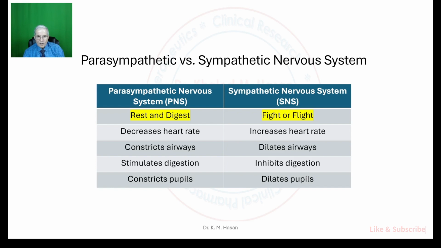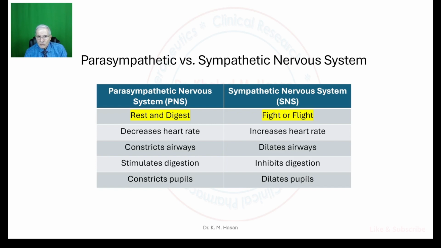Again, this is a comparison between the two systems, between rest and digest and fight or flight. We already covered that, and you can see the opposite actions between fight or flight and rest and digest. The question here: which system is responsible for fight or flight? Sympathetic nervous system. Which system is responsible for rest and digest? Parasympathetic system.